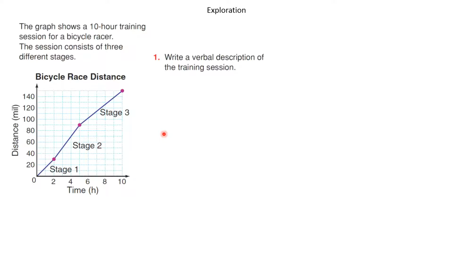All right, you don't have to write it. Say it out loud, say it in your head, but what is this doing? The second one, what is the cyclist speed during each stage of the training session? All right, being that we measure speed in miles per hour, how do you think you would find speed from this graph?